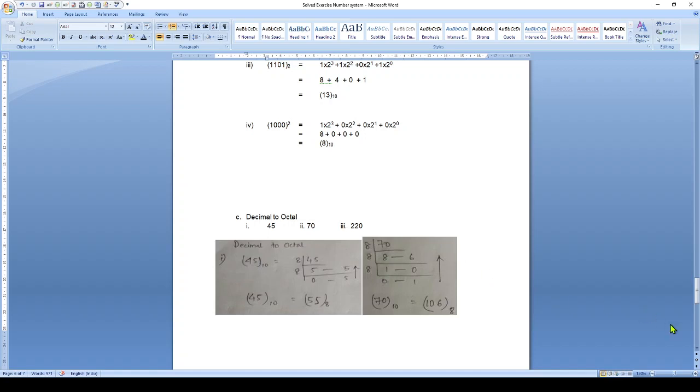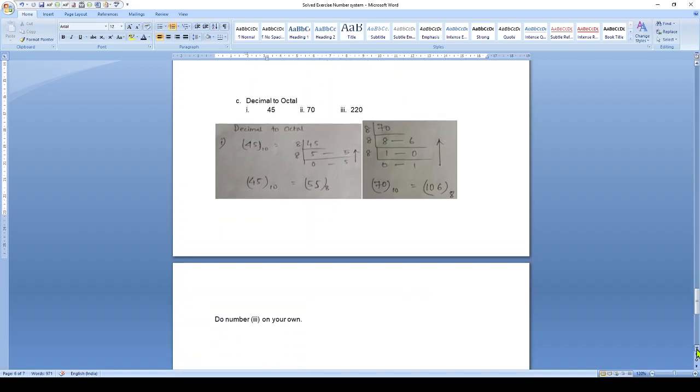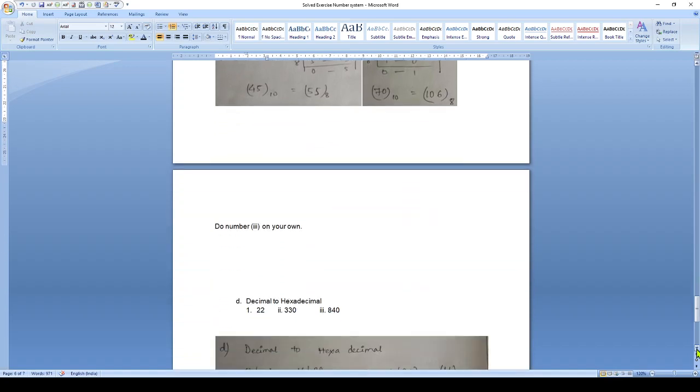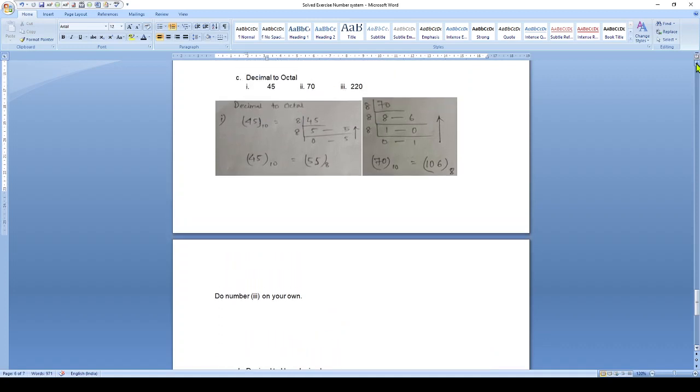So you can divide by 8 to convert a decimal into an octal number, right? And you can similarly cross check. The cross checking can be done. So I have written here, you can see, do number 3 on your own.